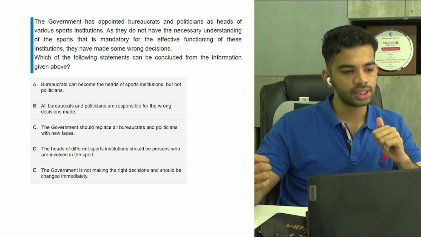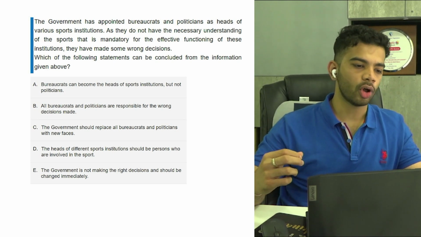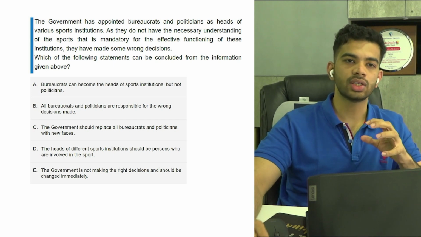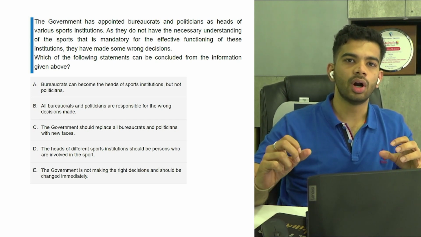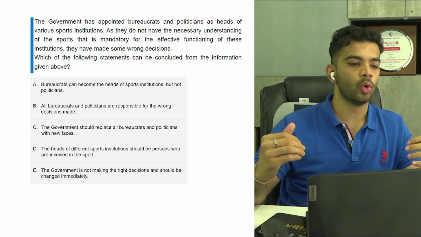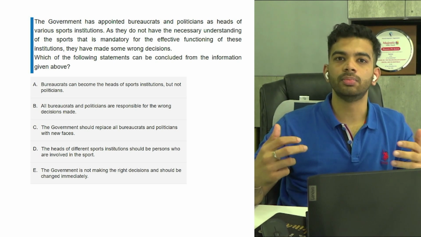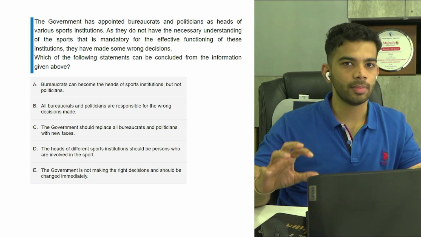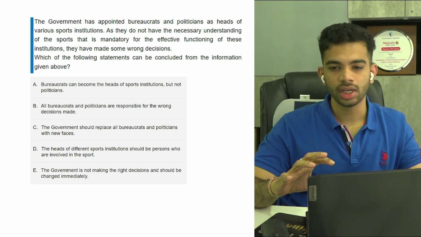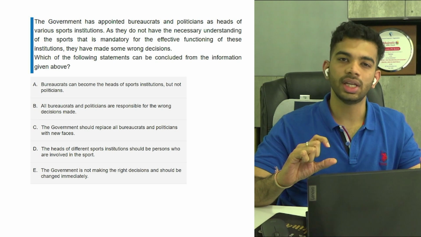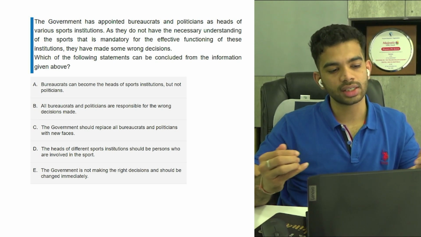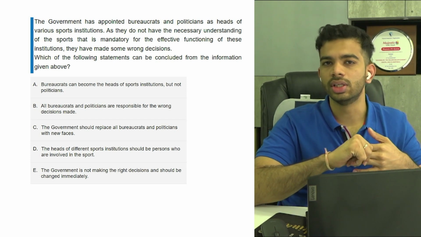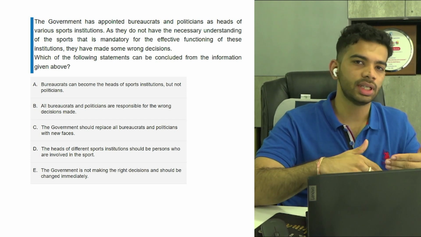Coming on to the second option: all bureaucrats and politicians are responsible for the wrong decisions made. As soon as you look at the word all, or the word only, your bell should start ringing. You should feel that maybe I should be more alert with this option, because there are certain words that make an option extreme. For example, all bureaucrats and politicians are responsible for the wrong decisions. Nowhere in the question stem are we talking about this. So this again becomes an extreme option and we can eliminate it.